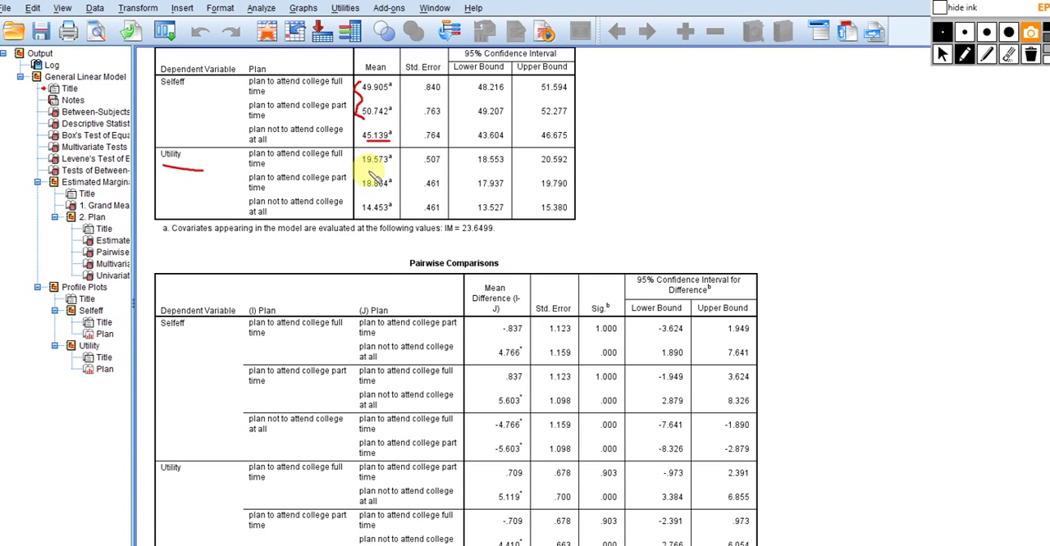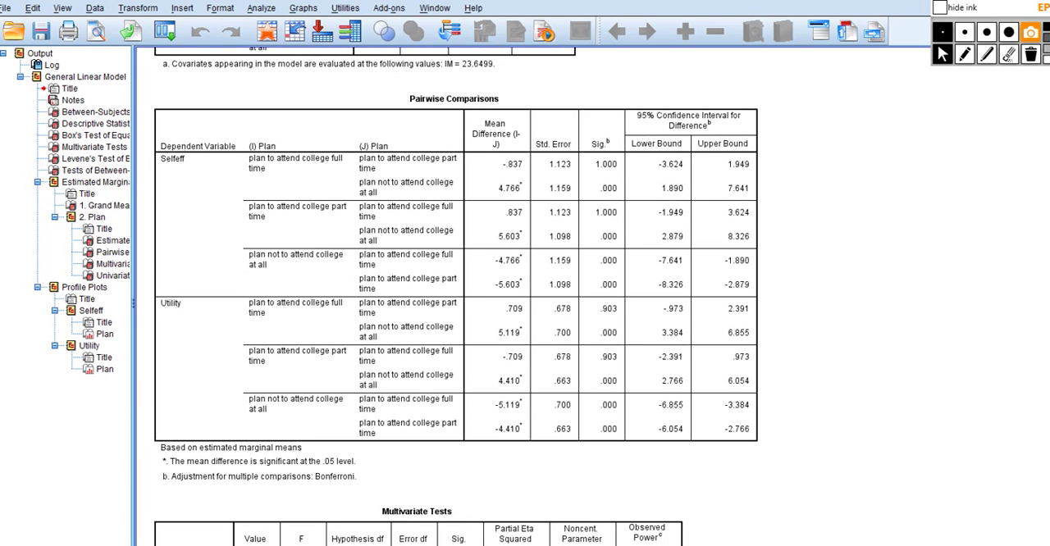So, scrolling down a little bit further, we have the Bonferroni post hoc comparison. These are basically pairwise differences in adjusted means. For self-efficacy, you can see we would just take column I and subtract column J, which gives you the mean difference, or the difference in adjusted means between the groups.